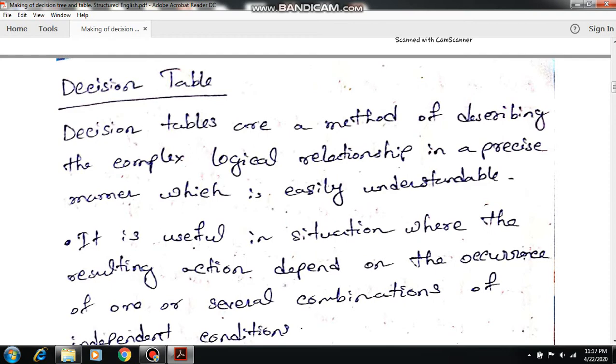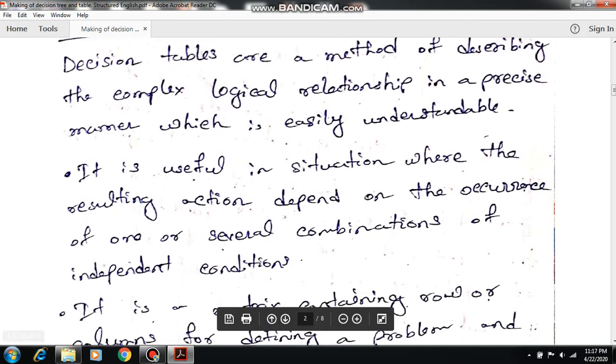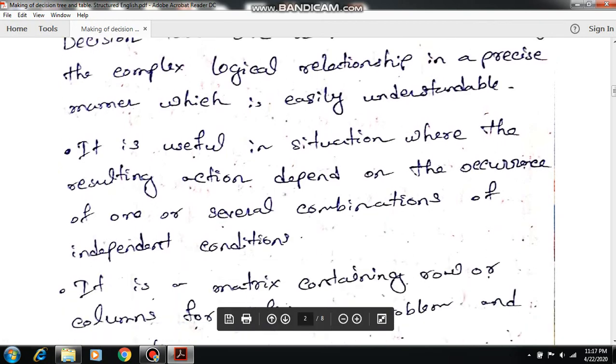So decision table has 4 parts. First we have to know what a decision table is. Decision tables are a method of describing complex logical relationships in a precise manner which is easily understandable. It is useful in situations where the resulting action depends on the occurrence of one or several combinations.